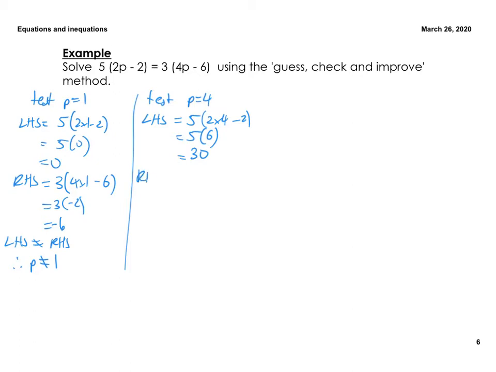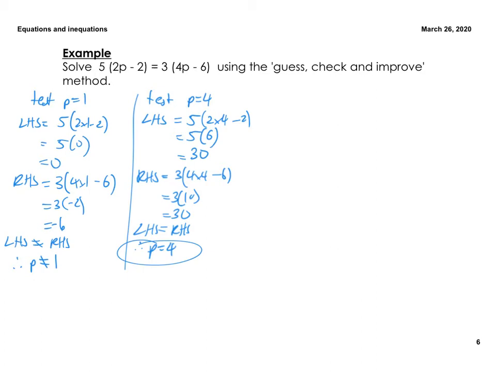Now try the RHS. 3(4 times 4, take away 6), so 16 minus 6 is 10, and 3 times 10 equals 30. LHS equals RHS, which is 30, therefore p equals 4. So as the name implies, we guess something, like a value, we check it by doing this, and then we improve if our answers are not correct. So, 1 didn't work, we tested 4, and 4 does work, because the two sides match. So the answer is p equals 4.